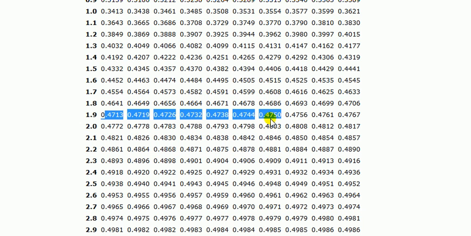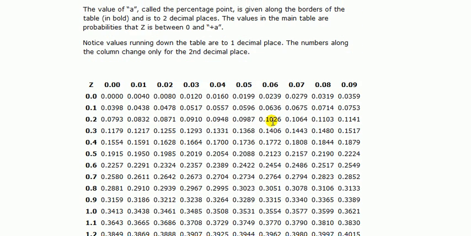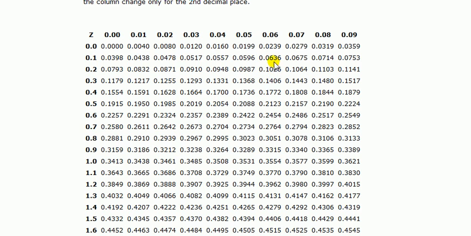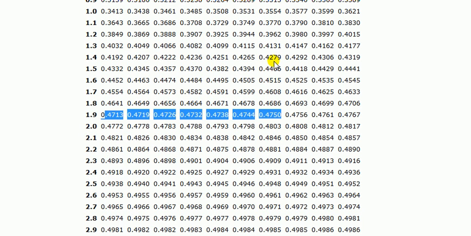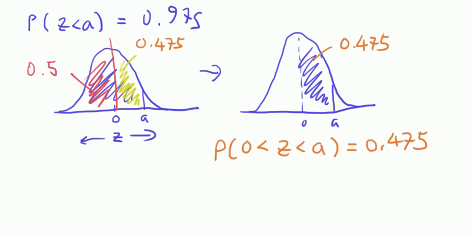0.475. Aha, we've got it exactly, it's here. 0.475. So up to the first decimal point for this percentage point, we look here, it's 1.9. To get the second decimal point, we go up the column, it's 0.06. Take it together, 1.9 plus 0.06, the answer is 1.96. So from the table, 1.96, done.